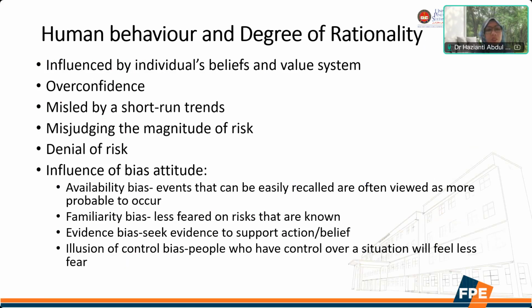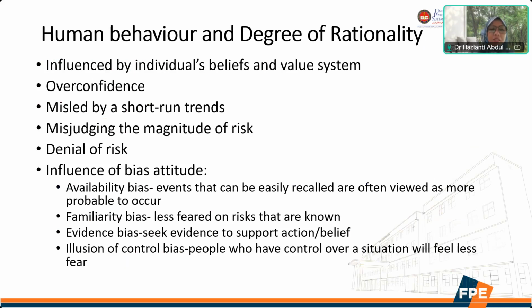And the last one would be the influence of bias attitude. When we talk about bias, there are a few types of bias. This goes back to our own behavior when we decide the degree of rationality and human behavior, in order for us to assess individuals' risk behavior or risk tolerance. The first one is availability bias, which means that if certain events can be easily recalled, they are often viewed as more probable to occur.